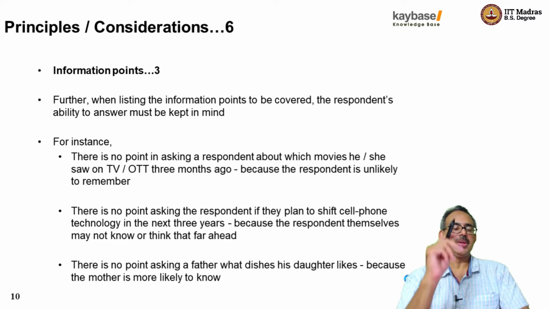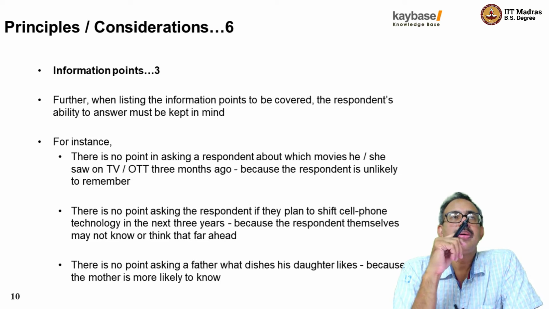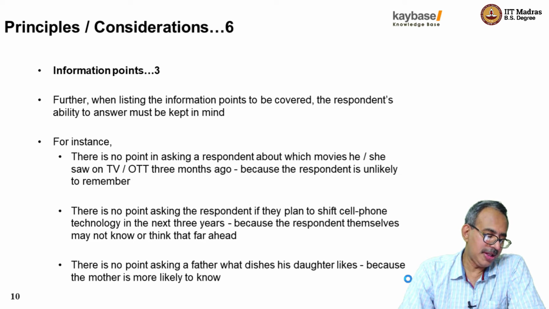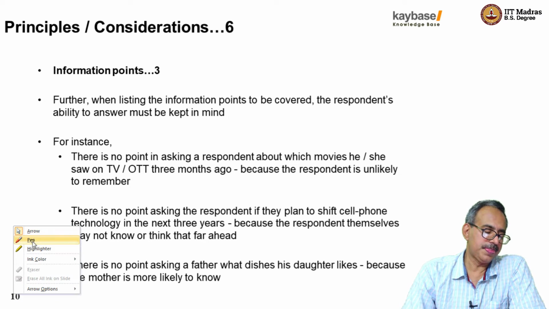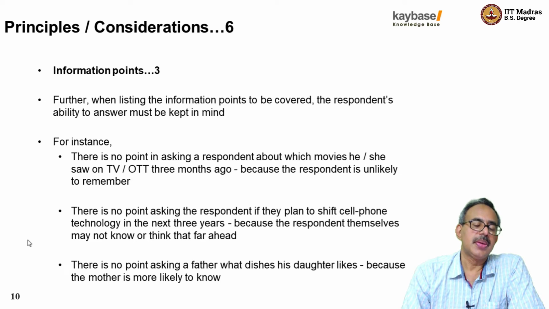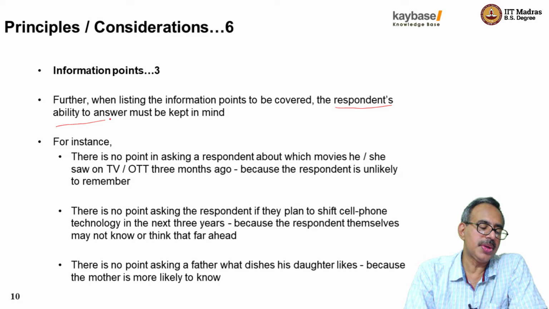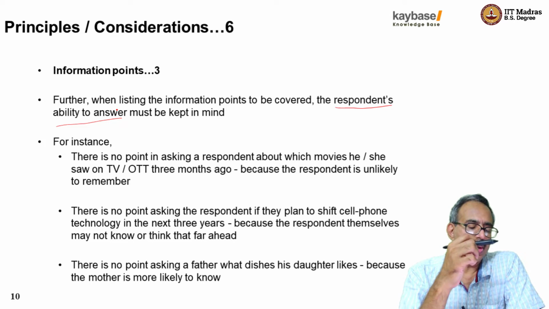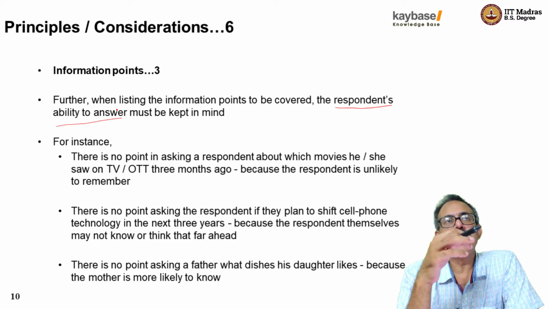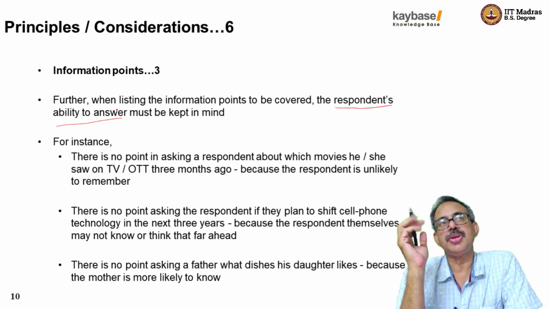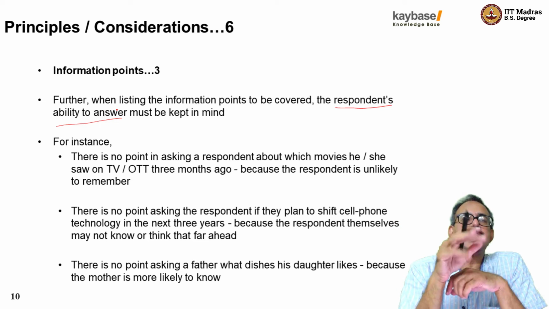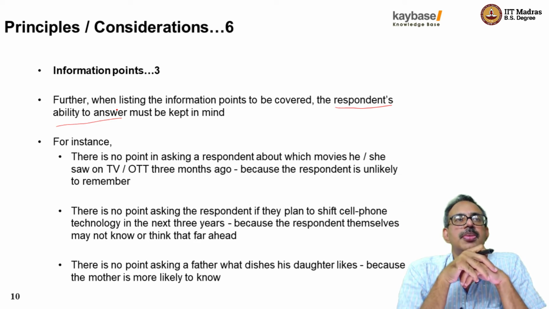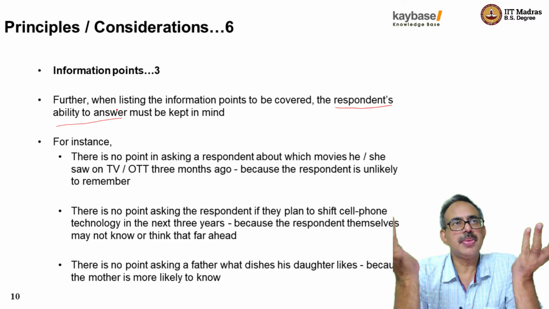So, we said there is one more point to be covered in the context of the information coverage for the questionnaire. The respondent's ability to answer is also a key consideration. Just to give 2, 3 examples. There is no point asking a respondent which movies they saw 3 months ago on TV and OTT. You can't go and say, can you please list out all the movies that you saw 3 months ago on television and on Netflix and on Amazon? Nobody is going to remember.